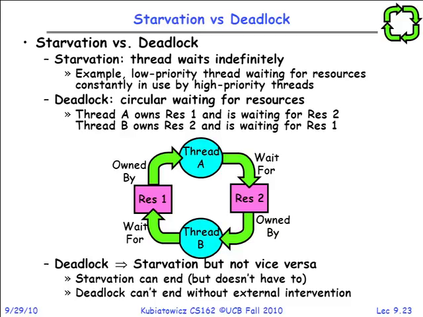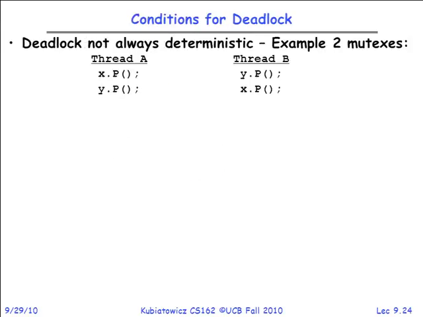Now, what are the conditions for deadlock? Well, one thing to note is deadlock's not always deterministic. So here is great deadlock code, right? Thread A does an x.p and then a y.p. Thread B does a y.p and then an x.p. And these two threads are running, doing a lot of other stuff than just these two operations, and only occasionally does thread A grab x.p and then switch over to thread B grabbing y.p, and now we're deadlocked. Only occasionally. So that's kind of unfortunate, right?